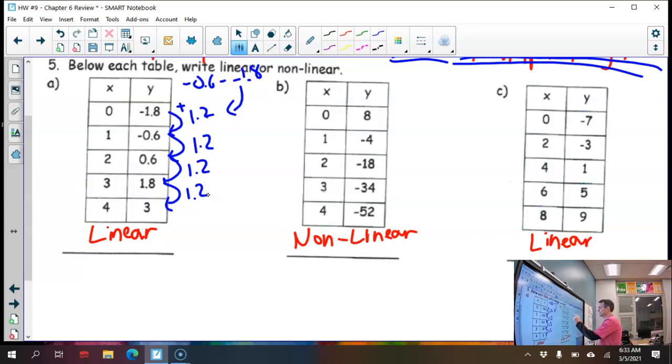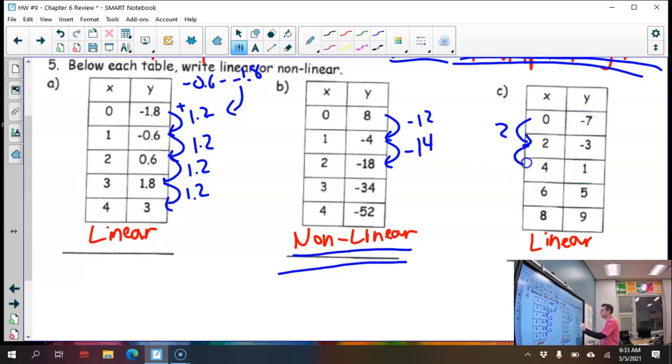Whereas this one, from 8 to negative 4, that is going down by 12. From negative 4 to negative 18, that is going down by 14. So because it went down by different amounts, it is not increasing by the same amount each time. It's different amounts. That's what makes it nonlinear. And in this one, notice that the x's go by 2's every time.